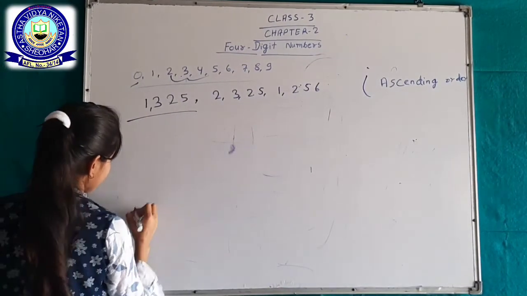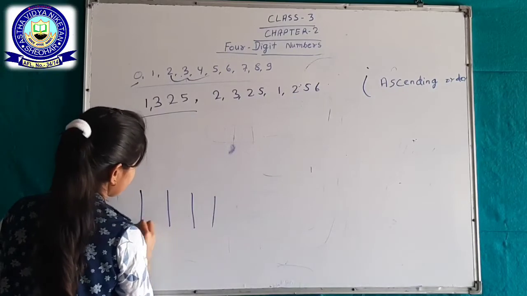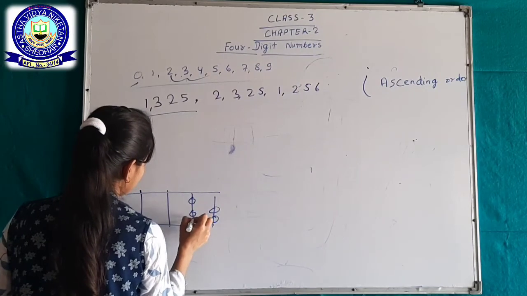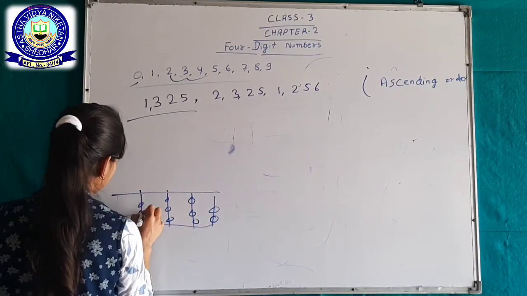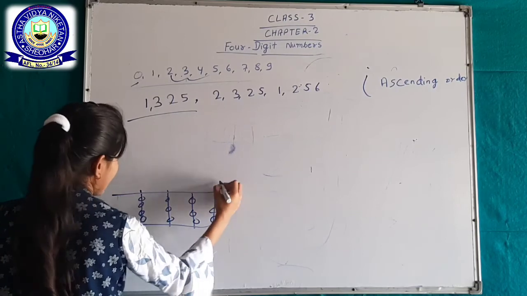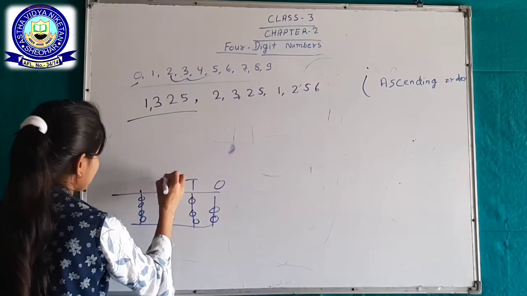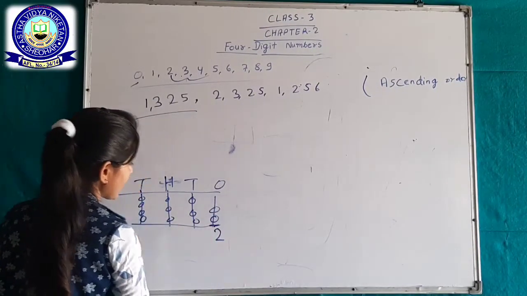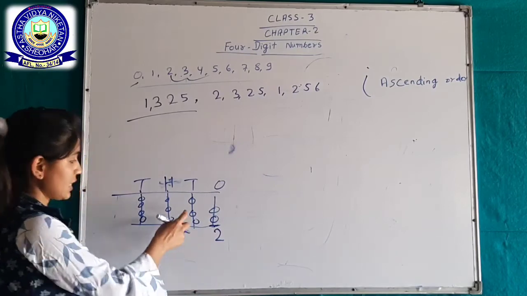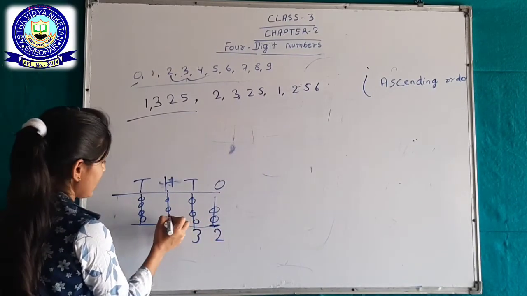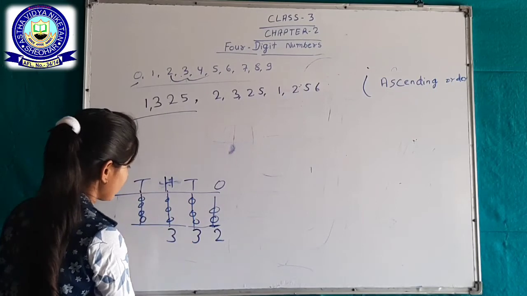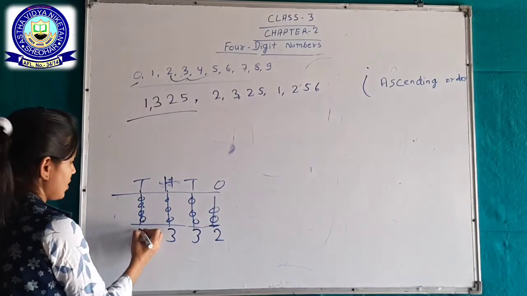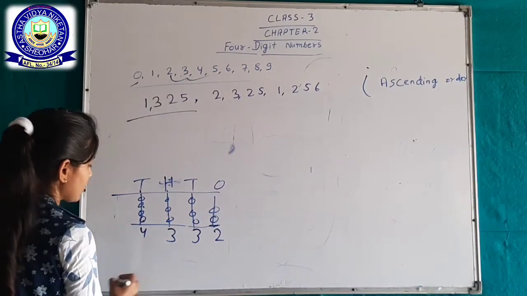This is an abacus. For 4-digit numbers, the lines are ones, tens, hundreds, and thousands. There are 2 circles in this line, so you can write 2 here. Here are 3 circles in this line, so you can write 3. Here are 3 circles on this line, in the position of hundreds, and here are 4 circles in this line, in the position of 1000.